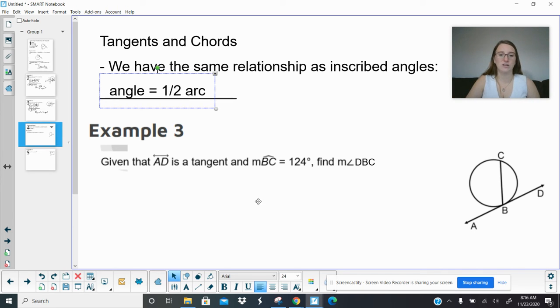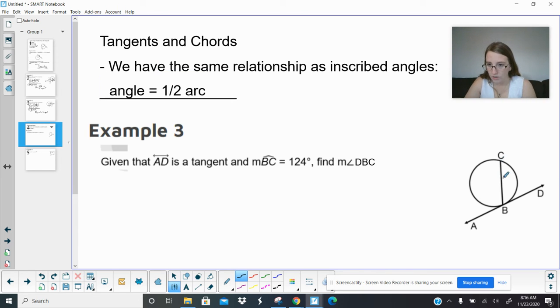Here, we're going to have angle equals half the arc. So what that means is when we have this chord intersecting with this tangent, notice they create 2 angles, right? Right there. So that angle is going to be, I'm going to use some color actually here. This angle is going to be half of the arc it opens up to. So notice it opens up to this arc, whereas this one, this angle, opens up to this arc.